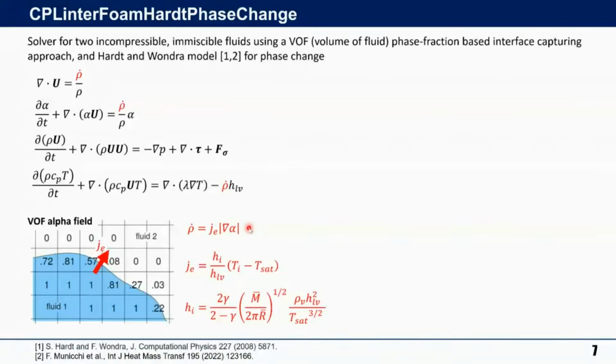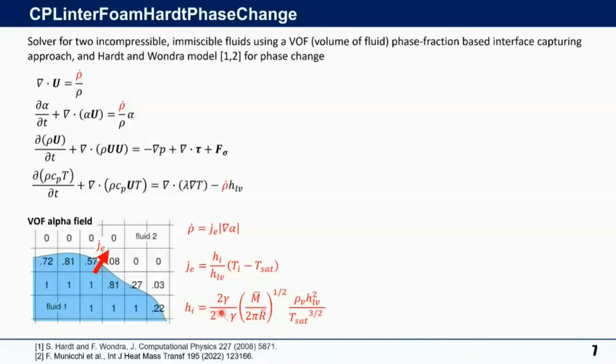The rho dot is calculated proportional to the norm of the gradient of alpha, which represents how much interface area you have in the cell, times JE, where JE is the interfacial mass transfer. The interfacial mass transfer for the case of boiling, for the case of evaporation, is calculated as proportional to the interfacial superheat. And the constant of proportionality is this ratio of interfacial heat transfer coefficient and latent heat.